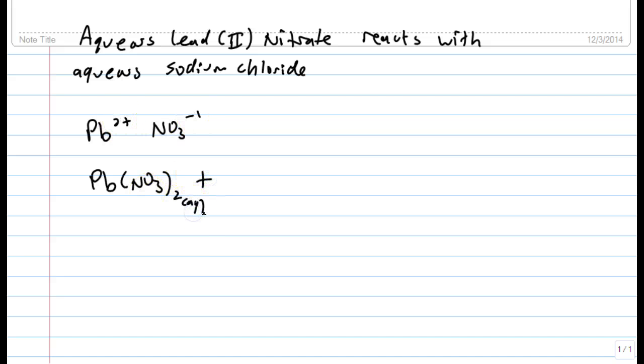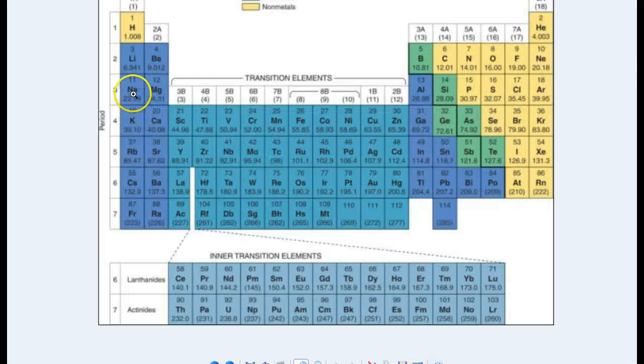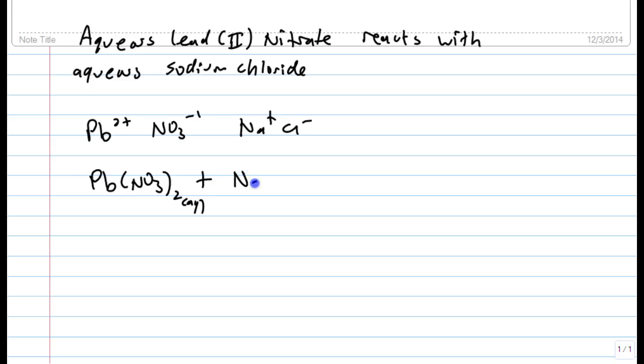It's aqueous. Reacting that with sodium chloride. So, from the periodic table, sodium is +1, right? Chloride is -1. So those go right together. Now, notice I wrote the ions on top here.